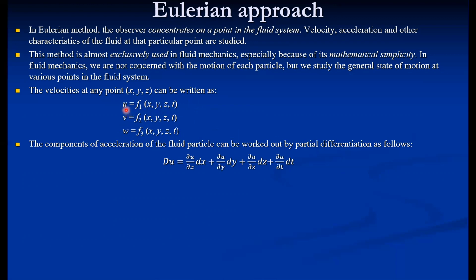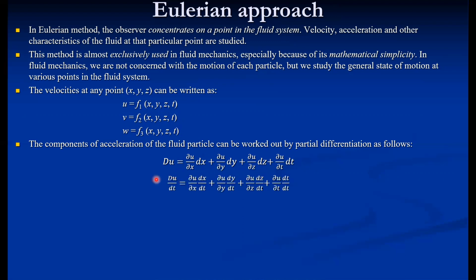differentiating u with respect to x, y, and z, we get du equals ∂u/∂x into dx plus ∂u/∂y into dy plus ∂u/∂z into dz plus ∂u/∂t into dt. Because u varies with all space coordinates, the variation of the velocity with respect to each coordinate is determined, and with respect to time as well.